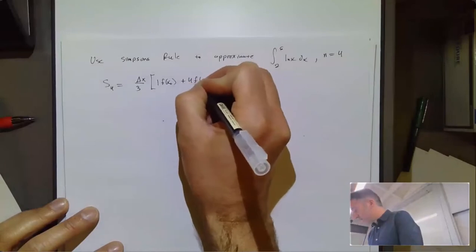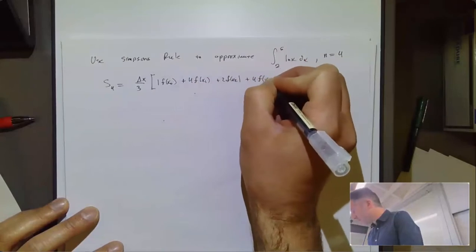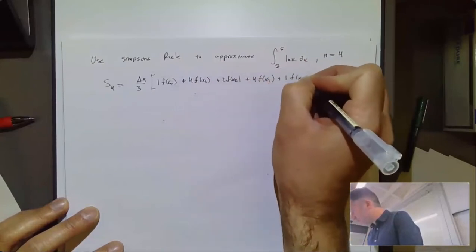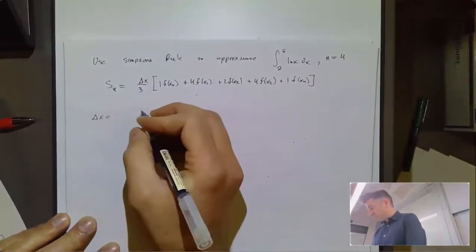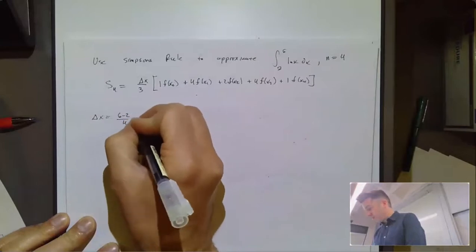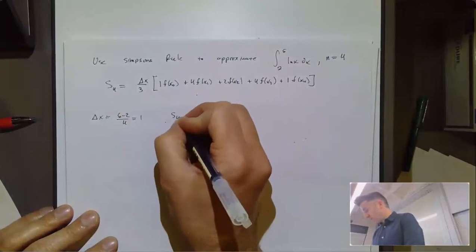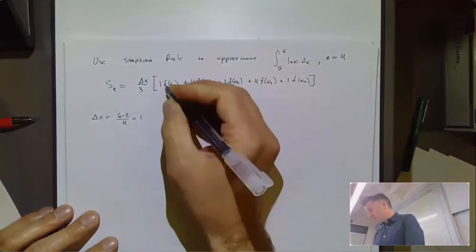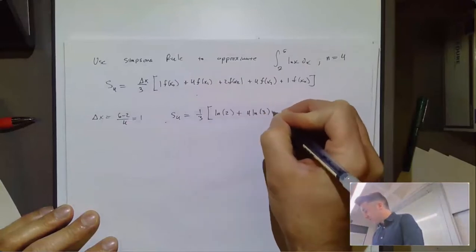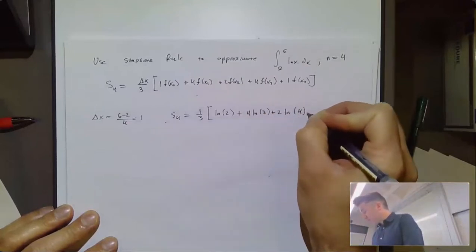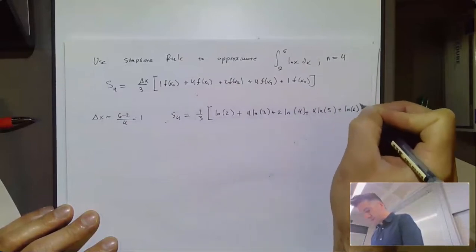Plus 4 times f of x1, plus 2 times f of x2, plus 4 times f of x3, plus 1 times f of x4. So our delta x here is 6 minus 2 over 4, which is 1. And then we just get the usual points. So we're going to get s sub 4 equal to 1/3 times the natural log of 2 plus 4 times the natural log of 3 plus 2 times the natural log of 4 plus 4 times the natural log of 5 plus 1 times the natural log of 6.